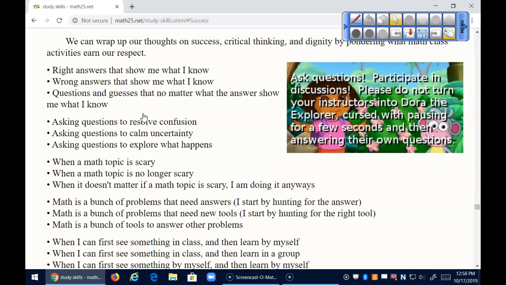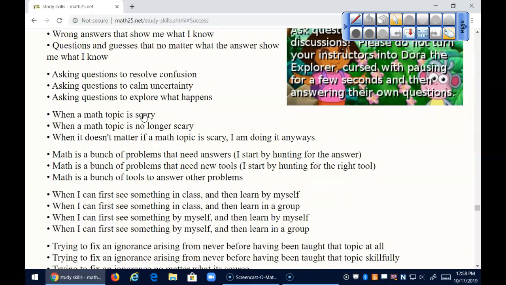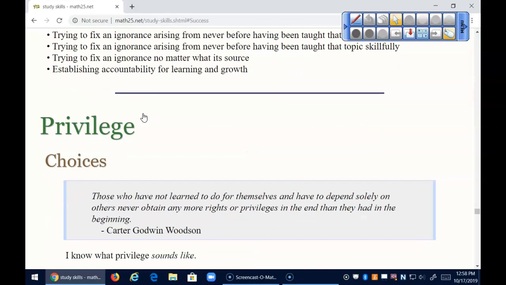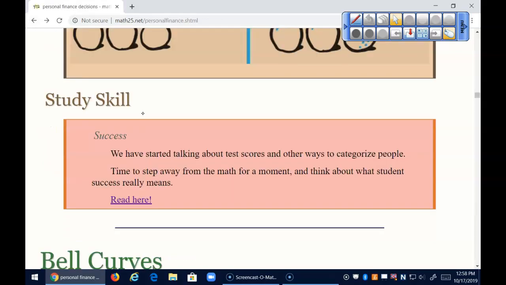This one I used to have in the syllabus, but I moved it. I'm not sure really where it goes. But just that we're not only here to respect people that get the right answers every time. Because if you already knew all the right answers, why are you in Math 25? Okay. Privilege we talked about when the trio guy came.